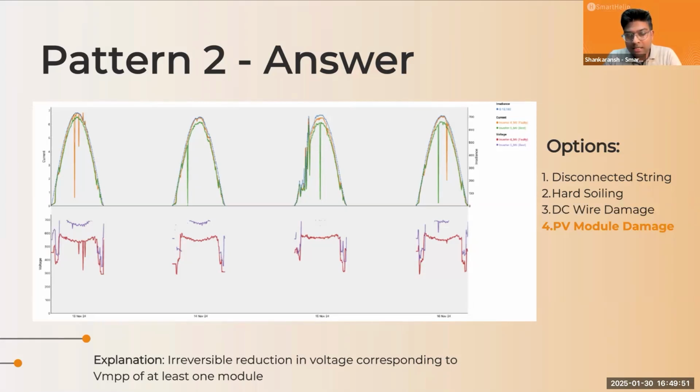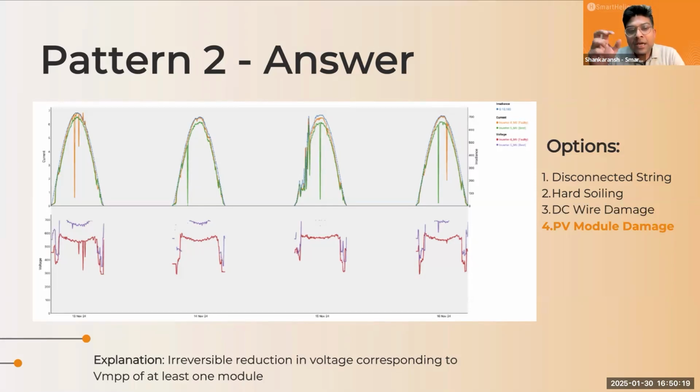So the faulty one is the red one, and with wire damage, resistance increases in the circuit, and that will pull the voltage low. Typically, in the case of PV module damage, however, if a module is damaged instantaneously, I'm going to lose the VMPP of at least one module.